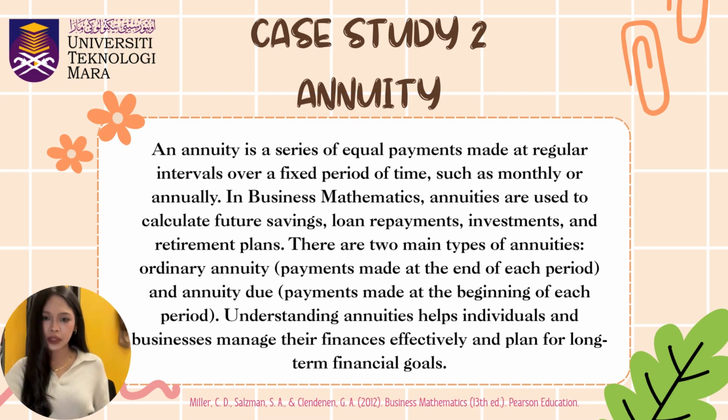Case study 2, annuity. An annuity is a series of equal payments made at regular intervals over a fixed period of time, such as monthly or annually. In business mathematics, annuities are used to calculate future savings, loan repayments, investment, and retirement plans. There are two main types of annuities: ordinary annuity, payments made at the end of each period, and annuity due, payments made at the beginning of each period. Understanding annuities helps individuals and businesses manage their finances effectively and plan for long-term financial goals.